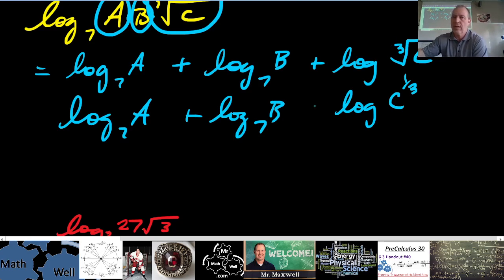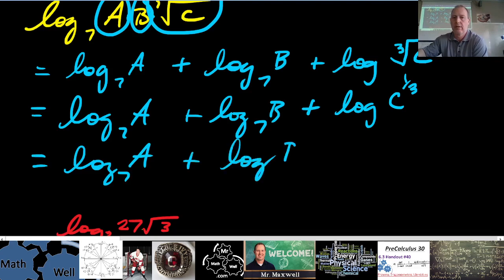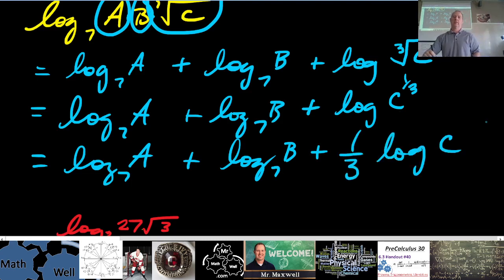So using the power rule, how can I rewrite this further? How can I rewrite this last one? 1 over 3 times log c. Okay, so I broke this down using the logarithm laws into a sum of 3. Okay, very good.